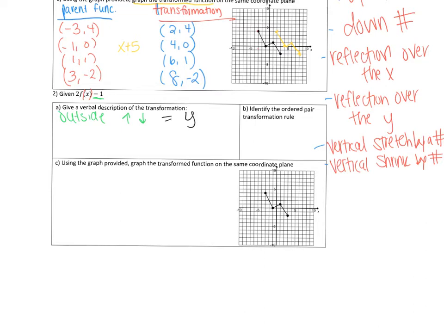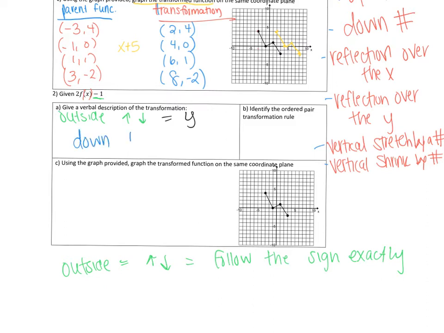So it's affecting my y value. Now remember, when we are outside, we are up and down, and we follow the sign exactly. So here I see a negative 1, so I'm going to follow that exactly because it's outside, and I realize that it's down 1. Outside is up and down, so I know that negative is down, so I am down 1.